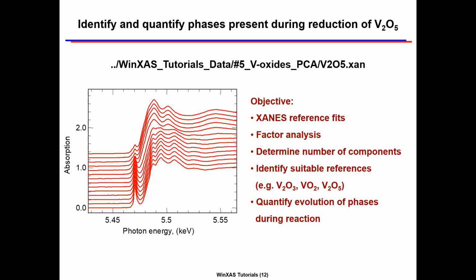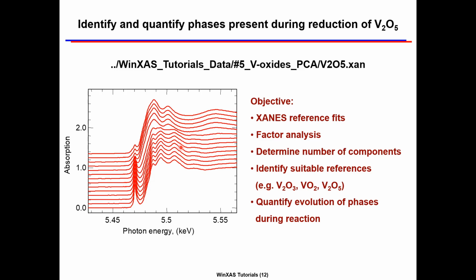Coming next is the hands-on session. Objectives will be performing XANES reference fits and factor analysis on a series of vanadium K-edge spectra measured during reduction of vanadium pentoxide. Vanadium sample and reference spectra are already calibrated, normalized, and the sample spectra are contained in a single multiple column file. Showing all these steps on a series of raw data files from an in situ experiment will be the subject of another tutorial.